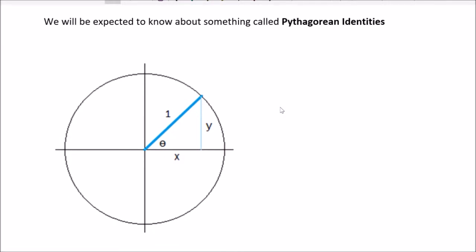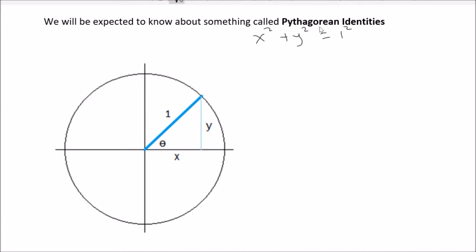Now, to add on another tool that would be helpful in solving questions that are more challenging, we have something called the Pythagorean Identities. And so guys, here's where that comes from. We know that the Pythagorean Theorem is a squared plus b squared equals c squared. Or in this case, let's apply it to this triangle. So we would have x squared plus y squared equals 1 squared. And we probably know that 1 squared is just 1.